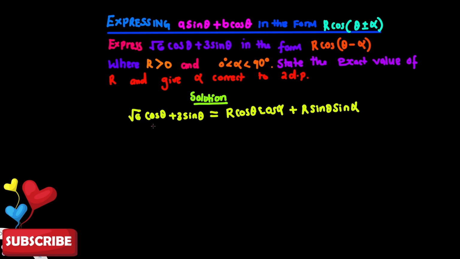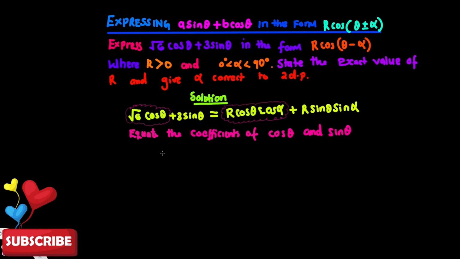So meaning that we can now equate the coefficients. We're going to equate the coefficients of cos theta and sine theta. So this part is going to be equated to this part because those two terms are having cos theta, so that we can cancel it out. So we can write this part equals this, and therefore we can now cancel cos theta, and we will remain with this particular value.